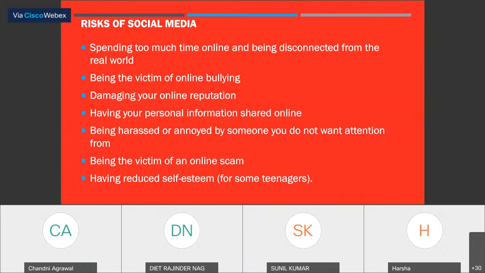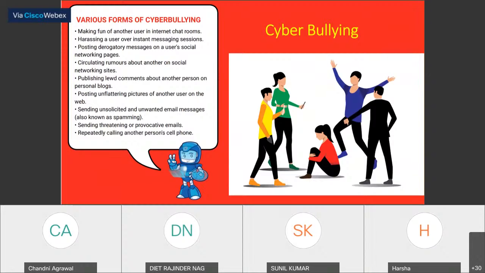So let's move to the next point, cyberbullying. If you can see, there are various forms of cyberbullying. Making fun of another user in the chat rooms is cyberbullying. Harassing a user over an instant messaging session, posting derogatory messages on users' social network pages. We have seen it's not only kids who are facing cyberbullying, even teachers are also facing cyberbullying on social media. Students are creating memes with derogatory messages and posting them on Instagram.